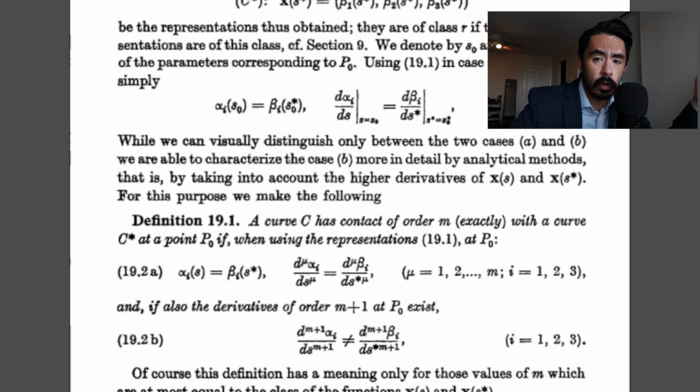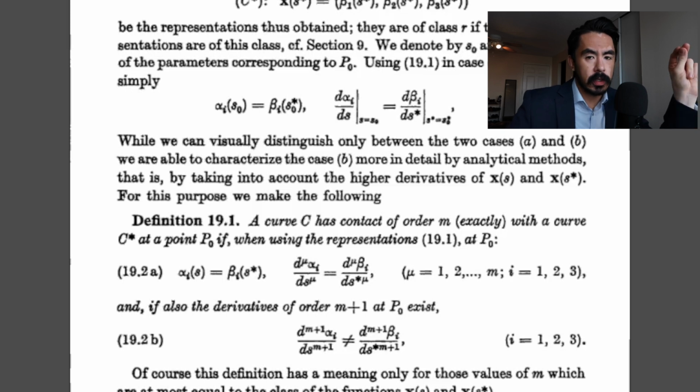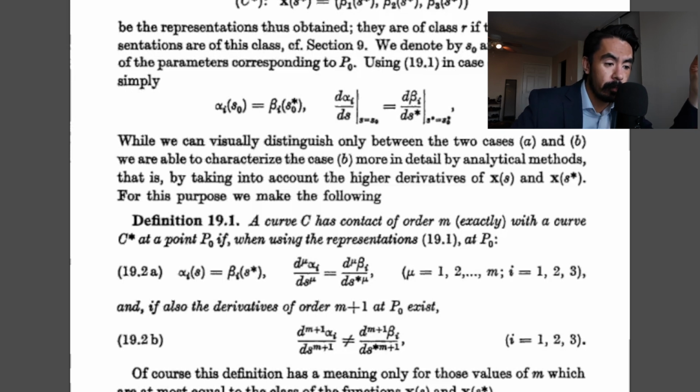So these relations hold for each entry or each dimension of the vector parametric representations of the curves that are in contact here. And if also the derivatives of order m plus 1 at P exist, then we have that the m plus 1-th derivative in terms of S of alpha sub I is not equal to the m plus 1-th derivative in terms of S star of beta sub I for I equals 1, 2, and 3. I'm going to take a moment to pause here because this is going to be referred to in the proofs that are about to happen in the next couple of pages.